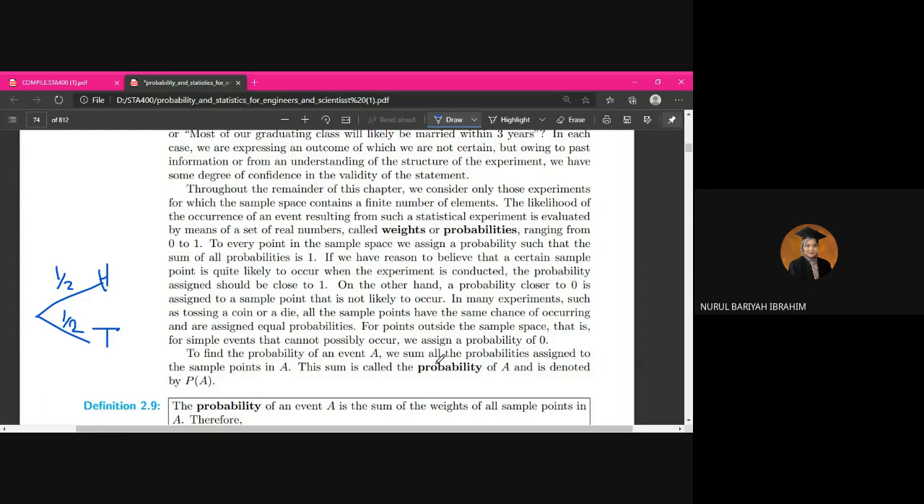And then for point outside the sample space, that is for simple event that cannot possible occur, we assign a probability of 0. Contohnya, kalau let's say kita draw an event, a Venn diagram kan, dia punya sample ni adalah sample space semua sekali. Okay, let's say we have the event A. Okay, the event A, dia yang berada di dalam ni. Okay, event A. Okay, so dia katakan for point outside the sample space, yang berada di luar sample space, that is a simple event that cannot possibly occur. Okay, so the probability assigned will be 0.